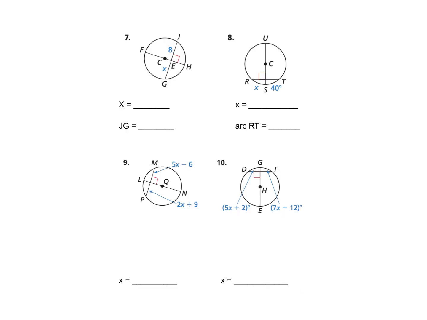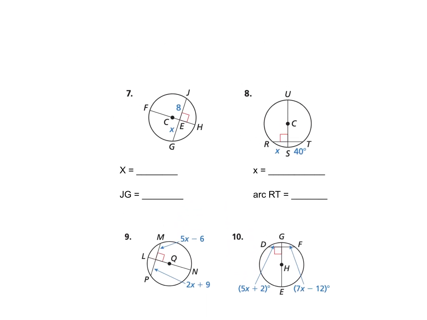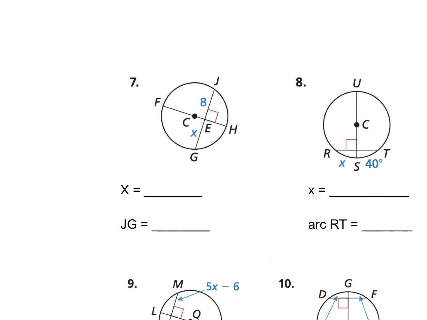Okay, so let's just look at a few more examples here. Again, we've got a diameter coming across here. We've got a chord here, and they are perpendicular, which means we've just broken it up into some equal pieces. So if this part right here is 8, that also means that x is also going to be 8, which means JG, going all the way across the circle, is going to be 8 plus 8, which is 16.